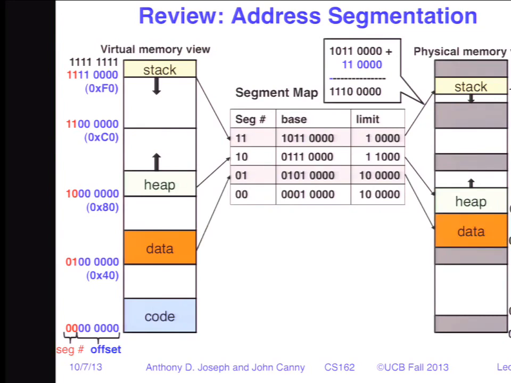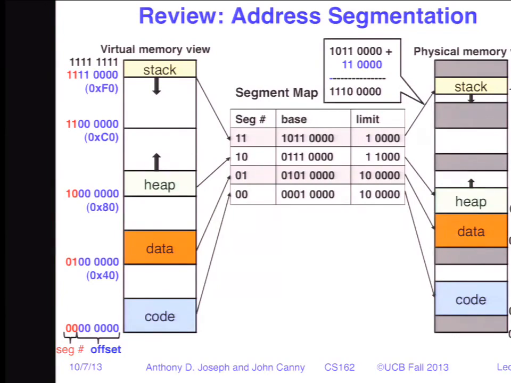Same thing for our data. That's segment 0, 1, starting at location 0, 1, 0, 1, quadruple 0. Okay, so that's this region here. And then finally, our code is segment 0. So that maps us to segment 0, 0, 0, 1, quadruple 0, which is down here.